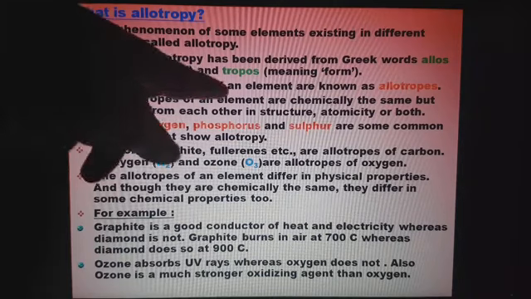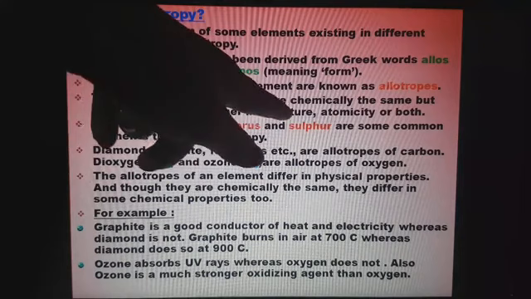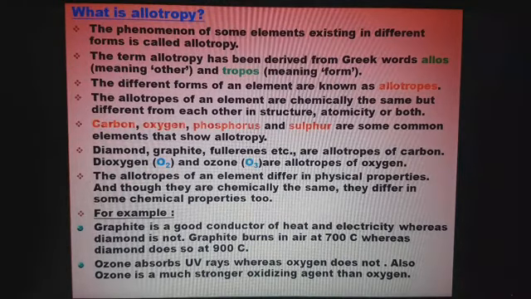The allotropes of an element are chemically the same but different from each other in structure, atomicity, or both. So chemical composition will be the same, but they will be different from each other in structure, atomicity, or both. Structure will be different. Atomicity means the number of atoms present in the molecule of that particular element will be different, or both will be different.